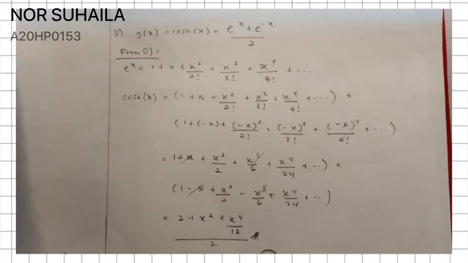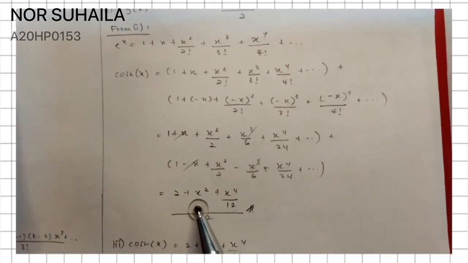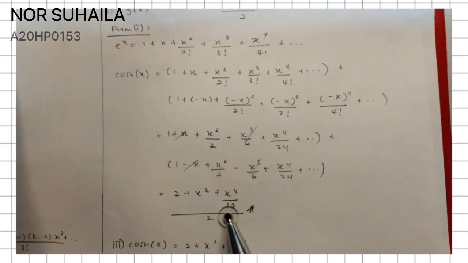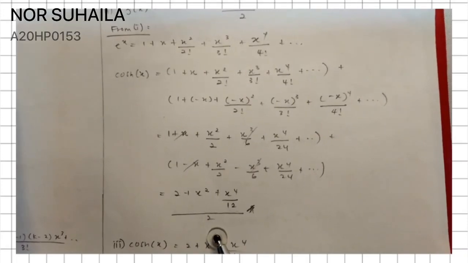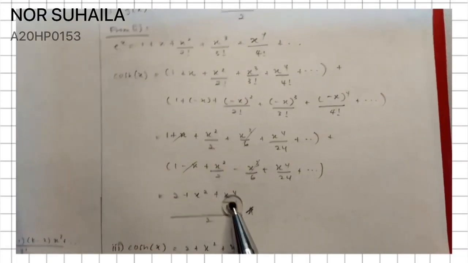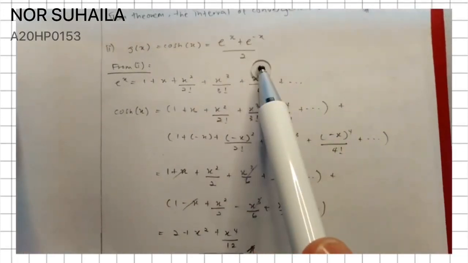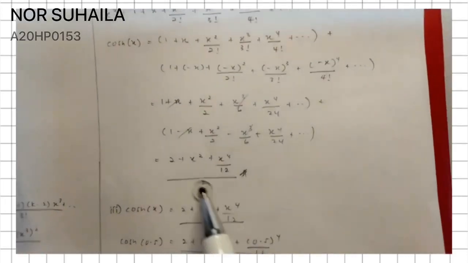cancel, and then the last one we got the 2 plus x power 2 plus x power 4 divided by 12 and divide by 2, because just follow the operation list. We need to divide by 2, so the final answer is divided by 2.